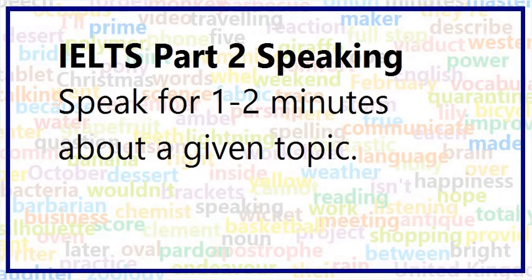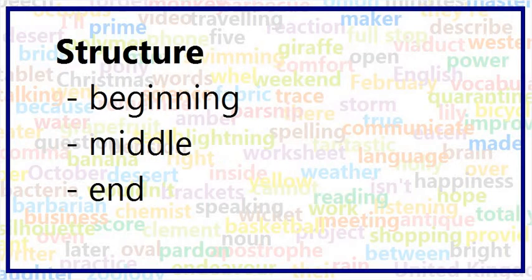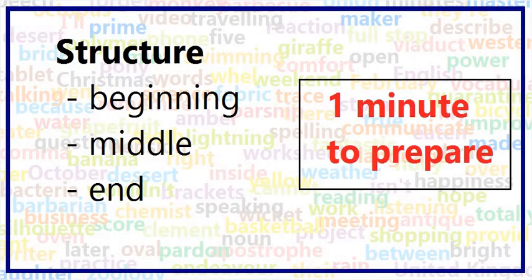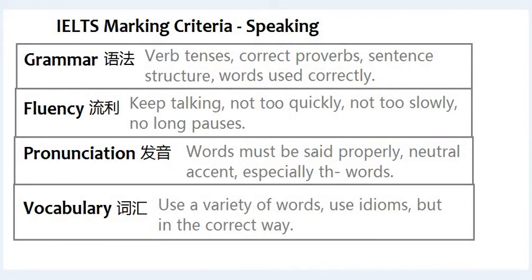In an IELTS speaking test, for Part 2 you are given a topic to speak about for 1 to 2 minutes. Your speech should have a structure, a beginning, a middle and an end, but you only have 1 minute to prepare your answer. The speaking test is marked on the following 4 criteria: grammar, fluency, pronunciation and vocabulary.